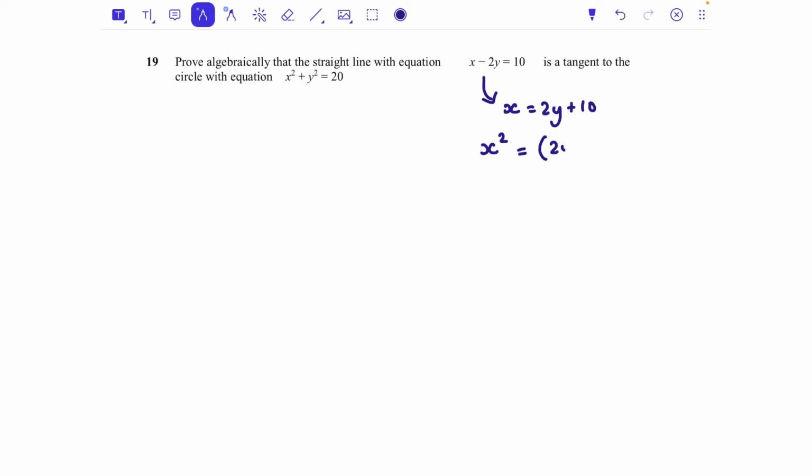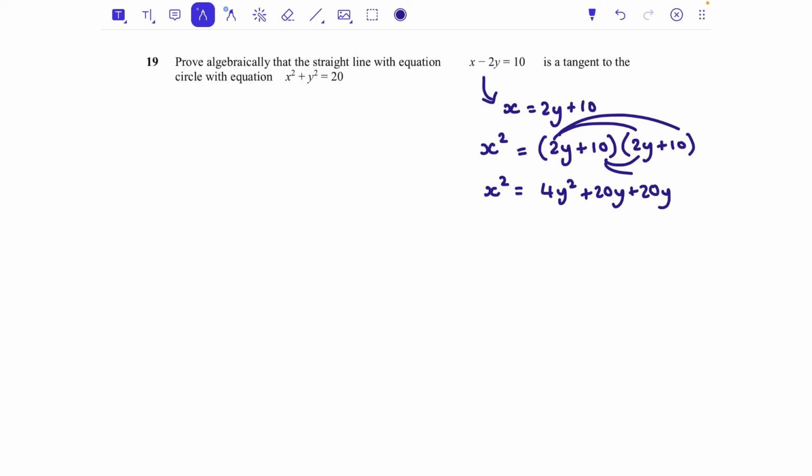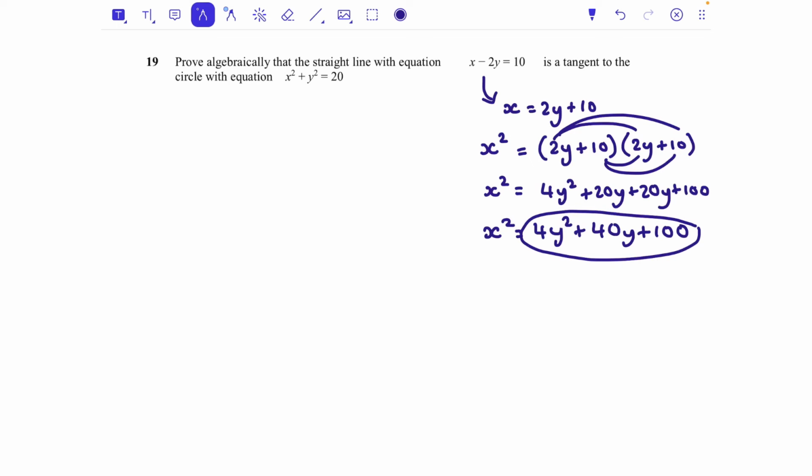So x squared, and remember when you're squaring this side, you're squaring the whole thing, which means you're multiplying it by itself. So 2y add 10 times 2y add 10, which means that x squared is 4y squared add 20y, add another 20y, add 100. So x squared is 4y squared add 40y add 100. And I can now take that, because I know that it is x squared, and put it in here.